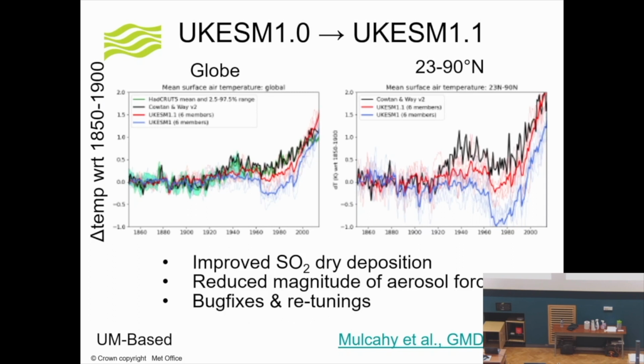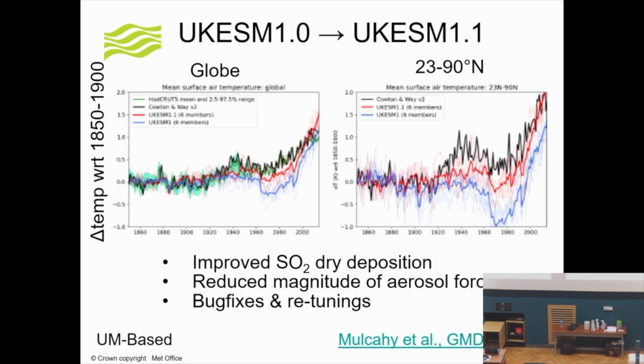Over the last year, Jane Mulcahy and others have tried to improve UKESM1. In particular, they've improved the SO2 dry deposition, so they've reduced the aerosol loading a little bit in the atmosphere. They've reduced the magnitude of the aerosol forcing, and they've included some bug fixes and retunings. Now in red is version 1.1, and you can see that they've reduced the negative temperature bias in this pothole by about half.